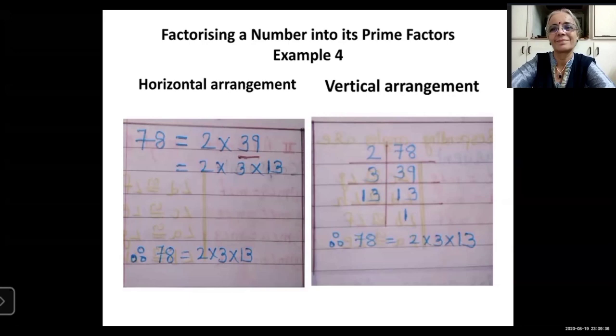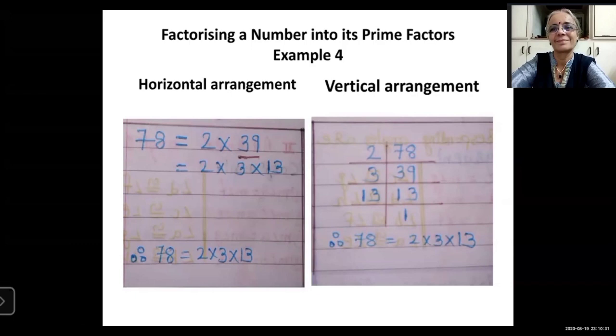Now, children, it is the time of homework. Listen to me properly. I'm giving you 10 sums to do as homework. But that is not enough. Now we are meeting next Monday. So we have almost a week. Now, what will you do? Your teacher will give you 10 sums every day and you will practice factorization of 10 numbers every day. So, when on the next Monday we will learn HCF, you all will do the factorization faster.